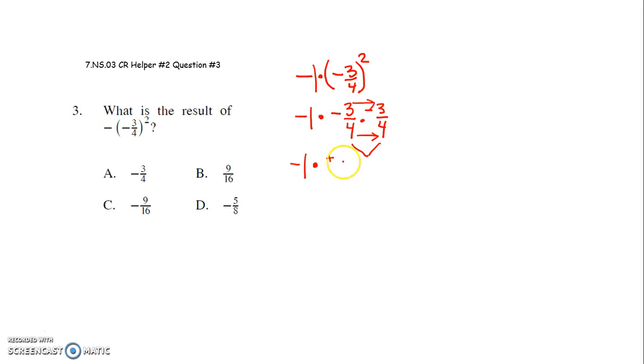3 times 3 is 9. Some students like to tell me it's not 9. They like to tell me another number. But 3 times 3 is 9. 4 times 4 is 16.